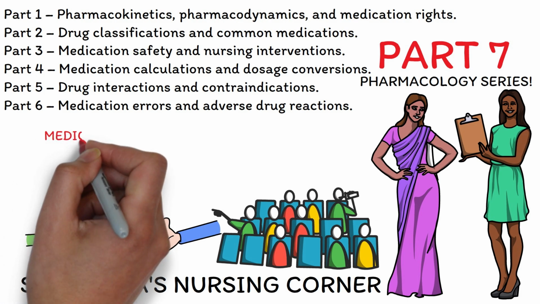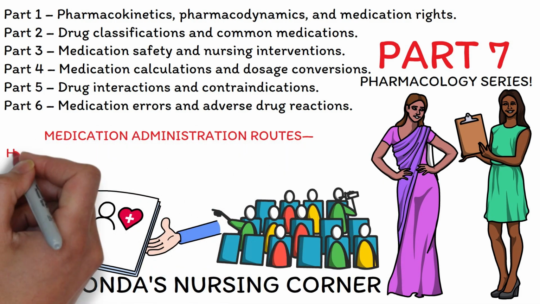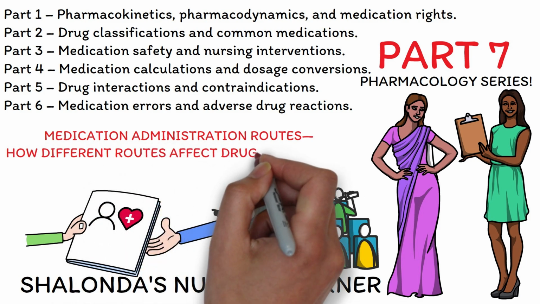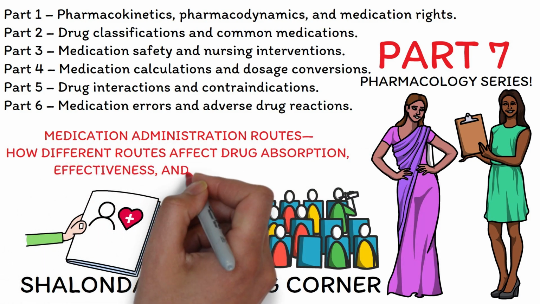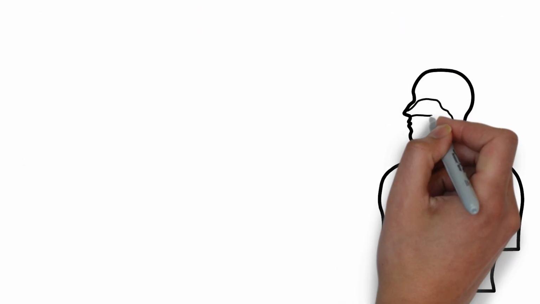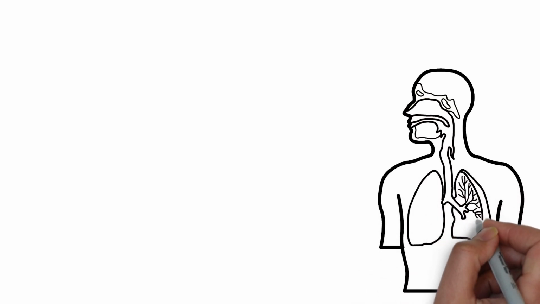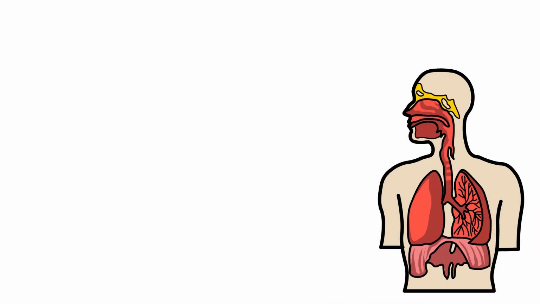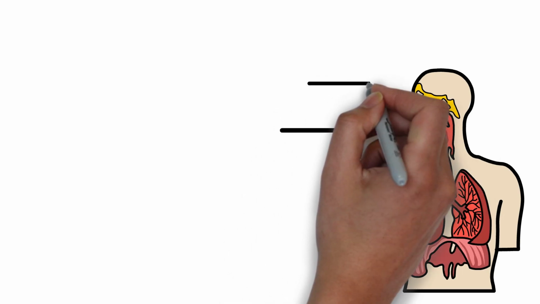Now, in Part 7, we're breaking down medication administration routes, how different routes affect drug absorption, effectiveness, and patient safety. Stay until the end for a quick quiz to test your knowledge. Let's get started. A medication administration route is the way a drug enters the body. Each route affects how quickly the drug works and how much of it reaches the bloodstream.